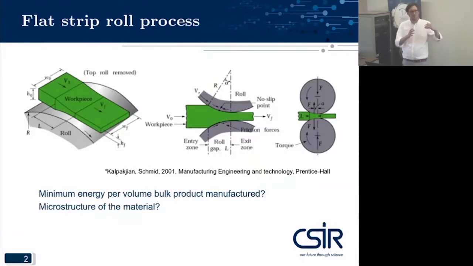So you could roll a piece of material at slower processing parameters, and then again you would reduce the amount of energy required per bulk material processed, but then you have to decide how slow you can go, what the cooling rate is, and these kinds of things. So we might be interested in actually minimizing the energy of the bulk volume of the product manufactured, or looking at the actual microstructure of the material.